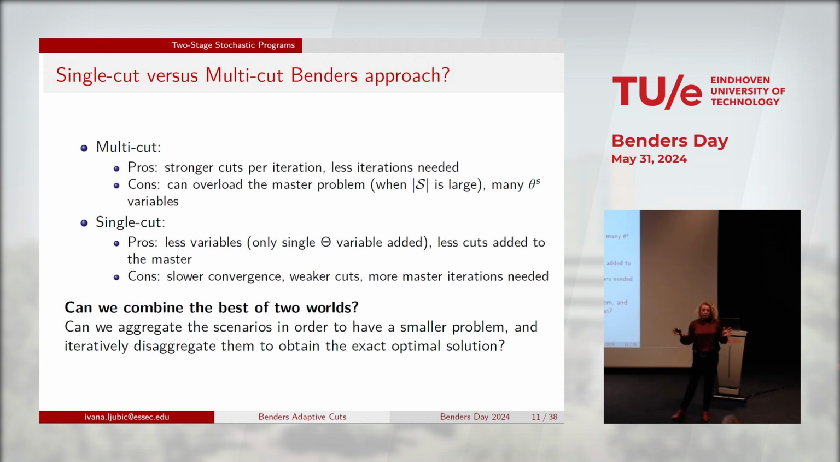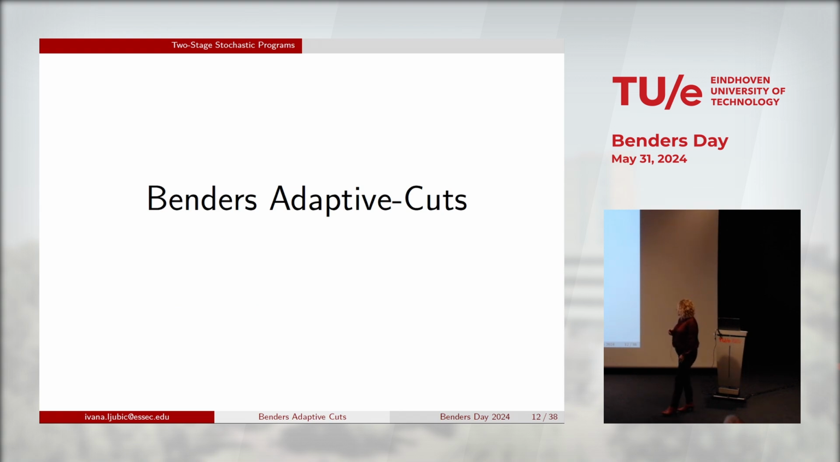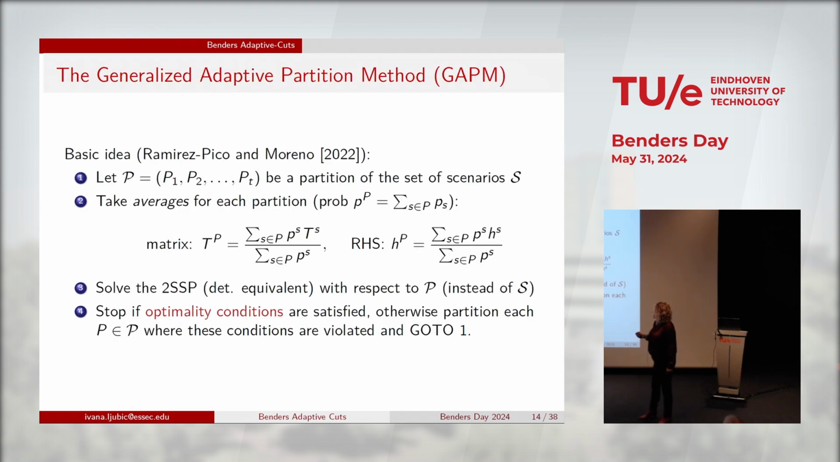And this is the idea of solving two-stage stochastic problems in which we do not solve the huge problem with the deterministic equivalent with a huge number of scenarios, but we rather start with a small partitioning of these sets of scenarios and then dynamically, let's say, decompose these scenarios until we reach the convergence. Okay? So, this is what I said, generalized adaptive partitioning method. And this was developed for problems without looking into Bender's decomposition.